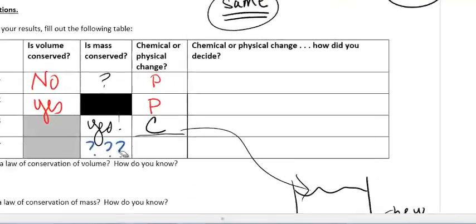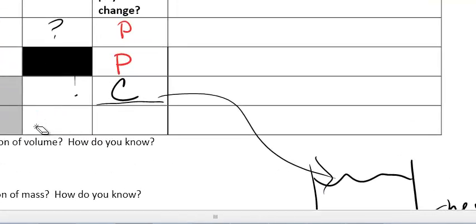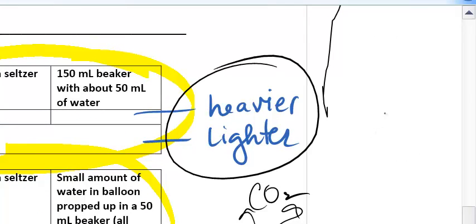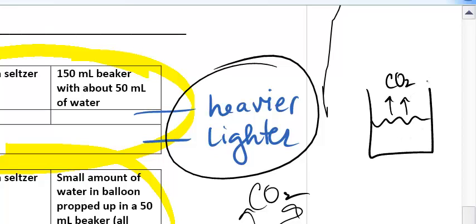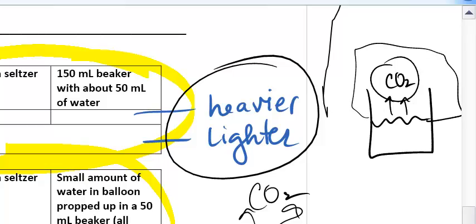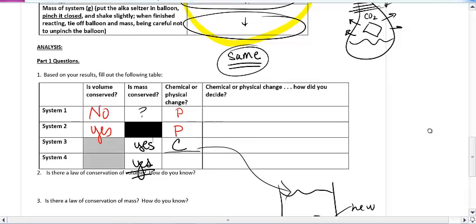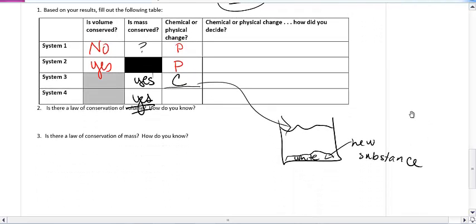So system 4 in general, is mass conserved? Yes, if you're really good. But then why did this one get smaller? It lost mass. But did it really lose mass? If the carbon dioxide left, is that mass simply gone? Or if we had somehow managed to trap it, could we account for that mass? And the answer is yeah, if we could have trapped this gas, we could have accounted for that mass. So mass is conserved.